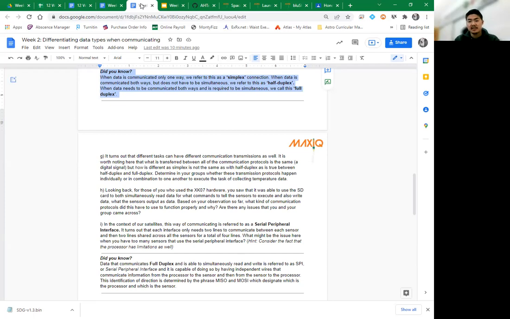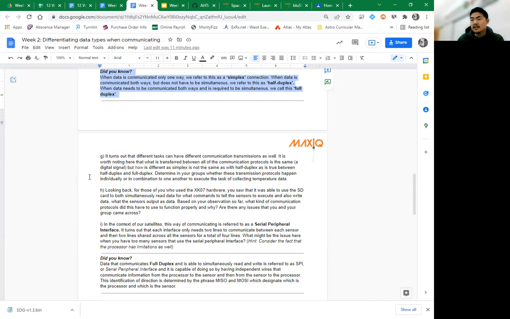So based on the observations so far that you've seen, what can we refer to this type of communication as? In I here, this in particular has a particular name as well. This particular way of communicating, with this particular transmission protocol in the context of our satellites, utilizes a hardware transmission known as serial peripheral interface. We get SPI from serial peripheral.